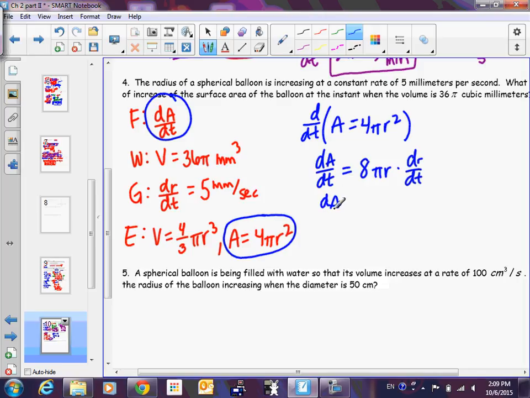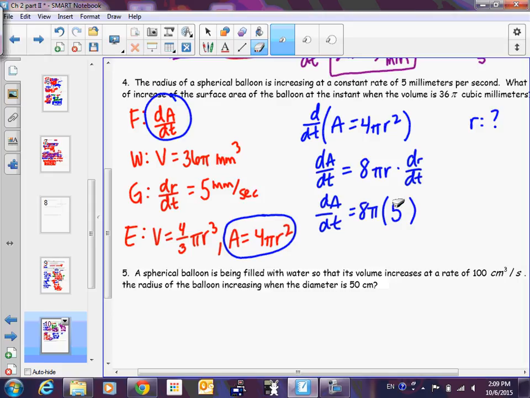dA over dt is what I'm looking for, so I'm going to rewrite it. 8 pi. Did they give us r? No. I can find it, but I'm just going to figure out what r is in a second. Okay, dr over dt, they did give us. They gave it to us as 5. Oops, sorry. That's not what I meant to do. That space is for r. So once I figure out r, I'm good to go on this problem.